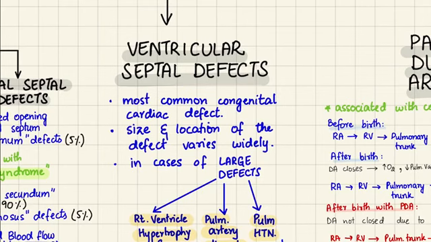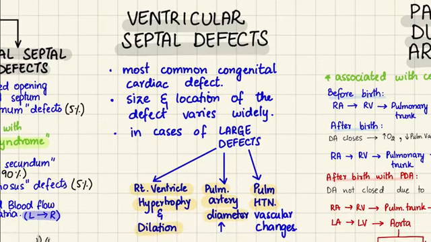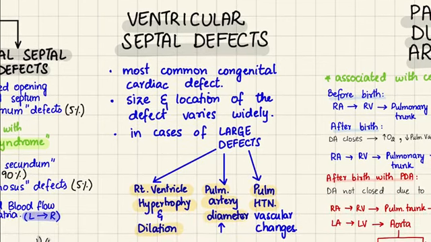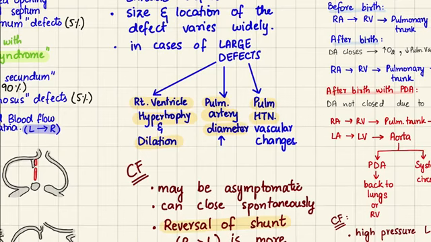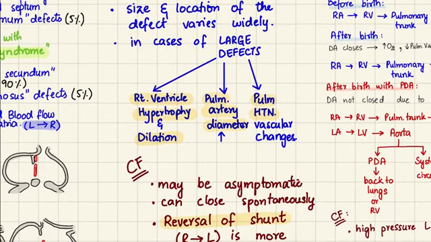Secondly, we have ventricular septal defects. These are the most common congenital cardiac defects. Okay, the size and location of the defect will vary widely. Now, in case of large defects, of course, it is a left to right shunt, so the blood will be pumped from the left side of the heart into the right side.